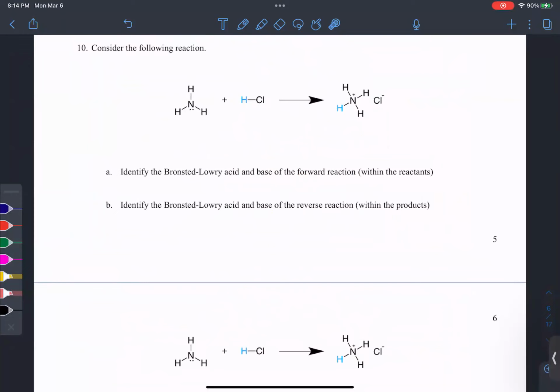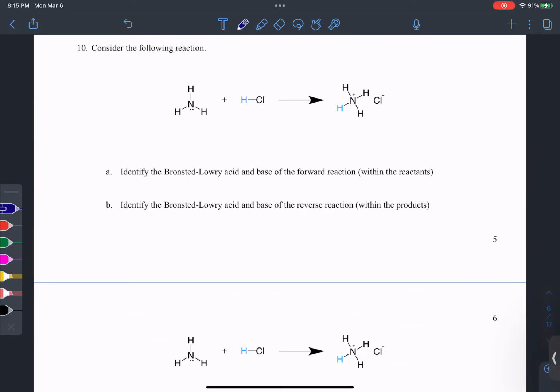All right, because I get a lot of questions about Arrhenius acids, Bronsted-Lowry acids, Lewis acids, and what all of that means. They're basically just different categorizations for assigning acids and bases.